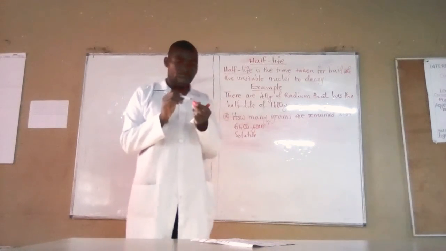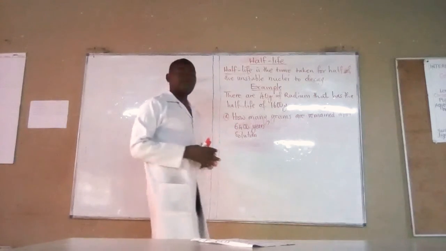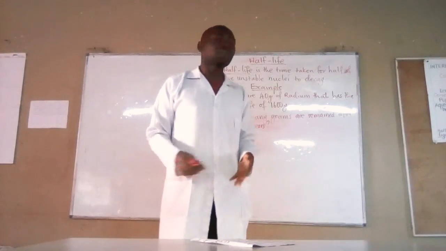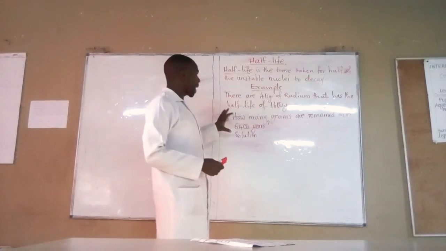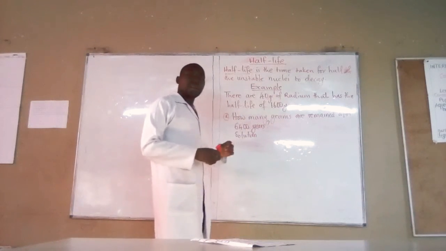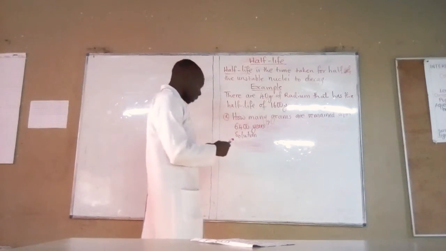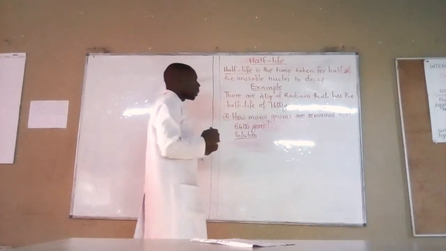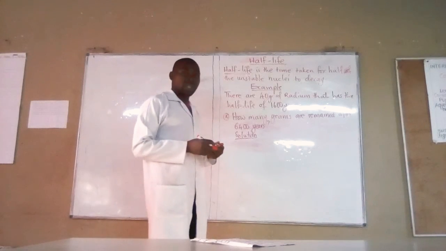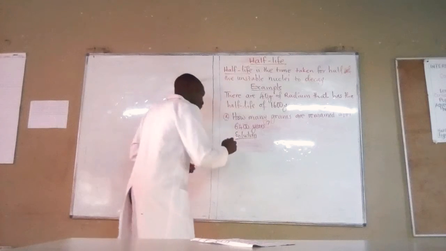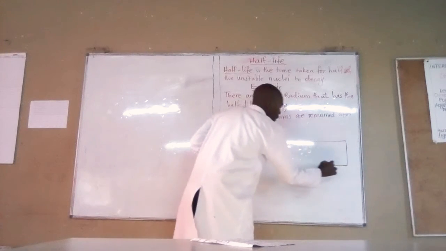So what we are supposed to do now is as follows. We need to understand that the half-life is the time taken for half of the unstable nuclei to decay. And in this case, the nuclei of radium is not stable, it is unstable. So we are supposed to calculate how many grams remained after 6400 years. Now, you need to draw a table.